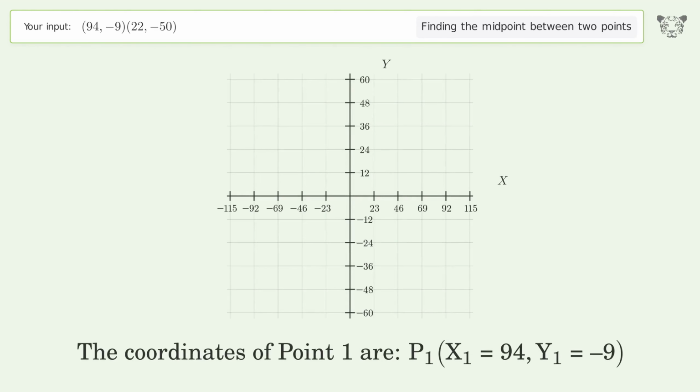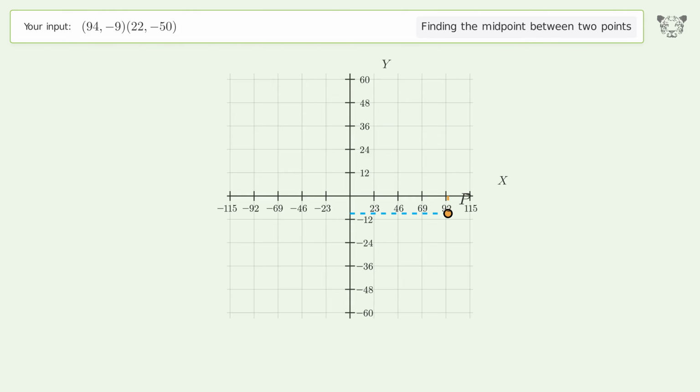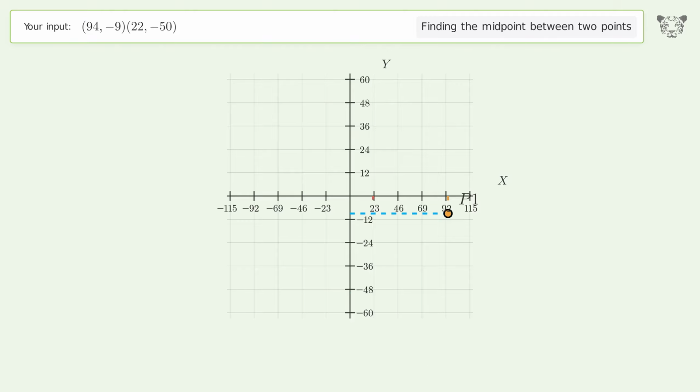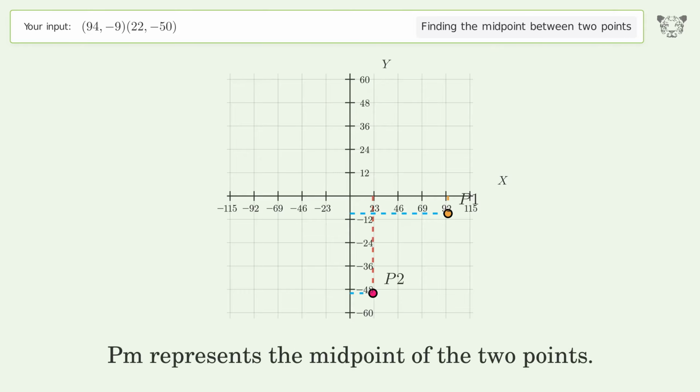The coordinates of point 1 are, x1 equals 94, y1 equals negative 9. The coordinates of point 2 are, x2 equals 22, y2 equals negative 50. PM represents the midpoint of the 2 points.